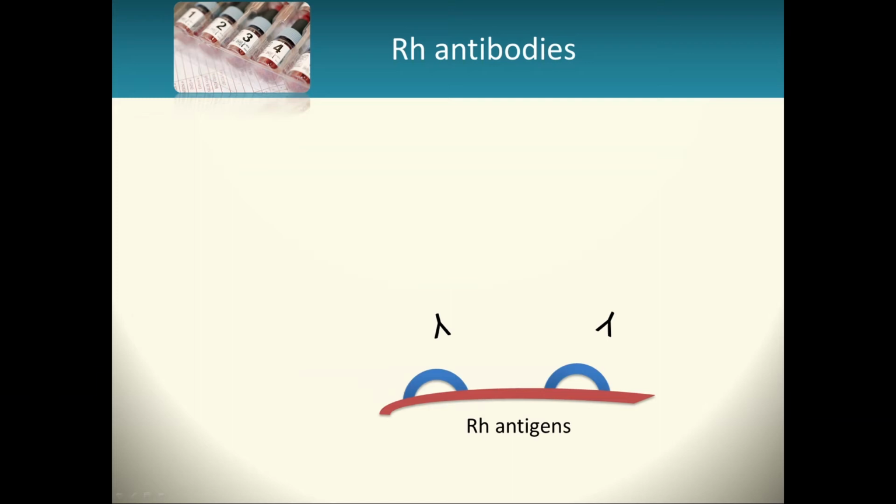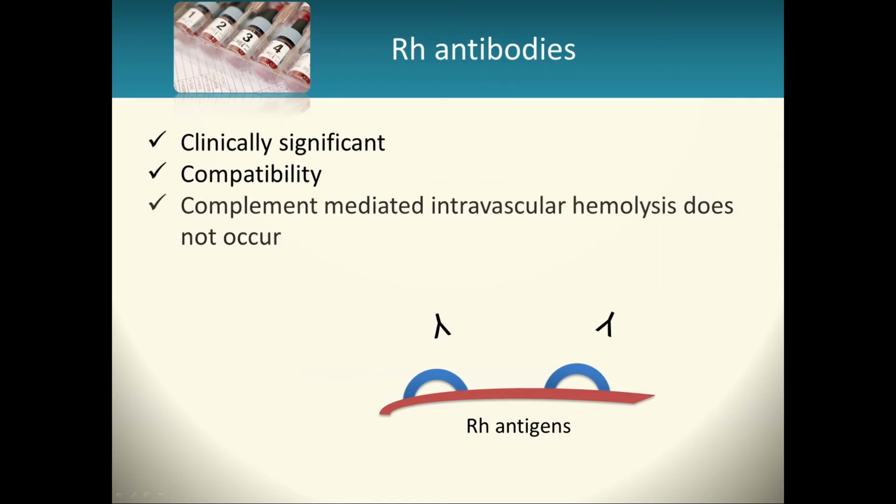Most Rh antibodies are clinically significant and cause extravascular red cell destruction, severe transfusion reactions, and severe HDFN. Antigen-negative blood must be provided to any patient with a history of Rh antibody sensitization whether the antibody is currently reacting or not. However, complement-mediated intravascular hemolysis does not occur.